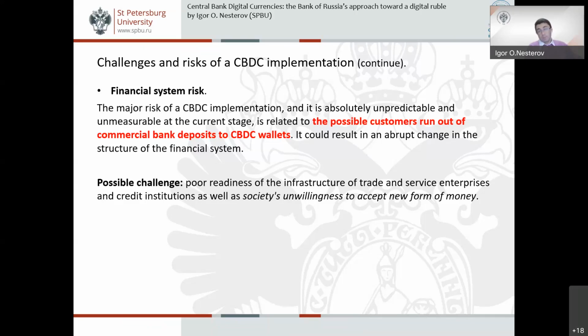And another possible challenge for CBDC implementation is the possible poor readiness of the infrastructure of trade and service enterprises, as well as commercial banks, and society's unwillingness to accept a new form of money. Let me stop here.